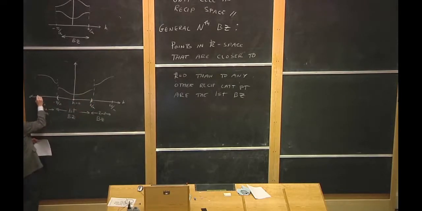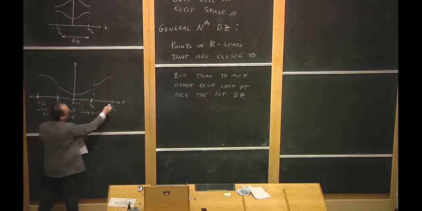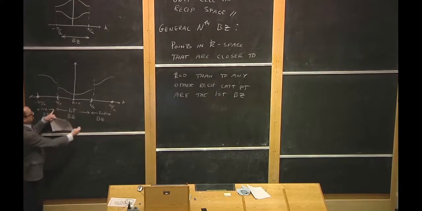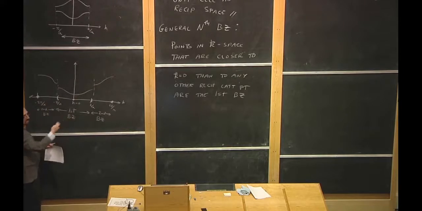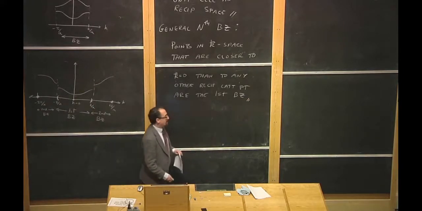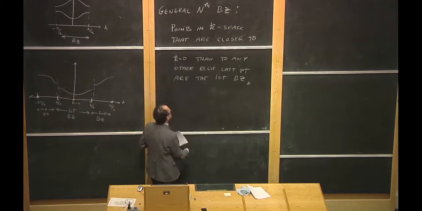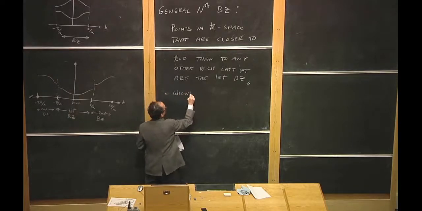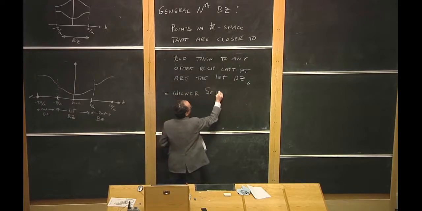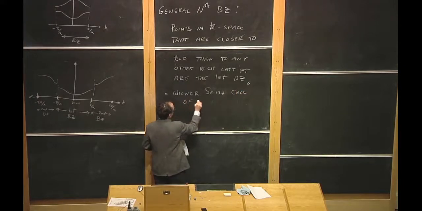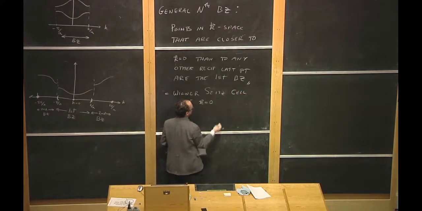Here's a reciprocal lattice point here at minus 2 pi over A. Here's another reciprocal lattice point here at 2 pi over A. And everything between minus pi over A and pi over A constitutes the first Brillouin zone because it's closer to K equals 0 than it is to any other reciprocal lattice point. This definition might look a little familiar to you because, in fact, it's the same definition as the Wigner-Seitz cell. So this equals the Wigner-Seitz cell of the K equals 0 point in the reciprocal lattice.